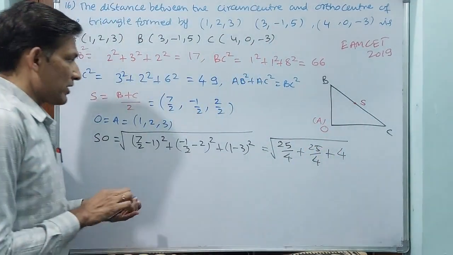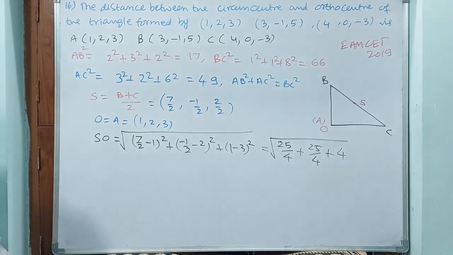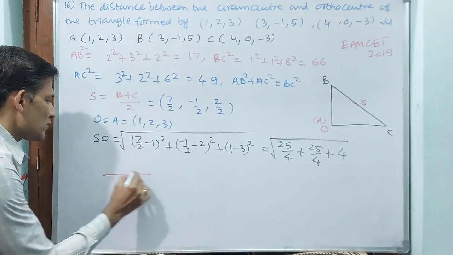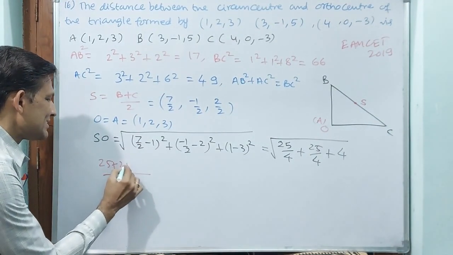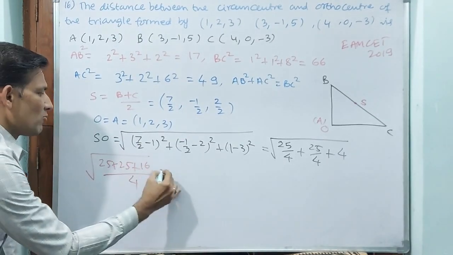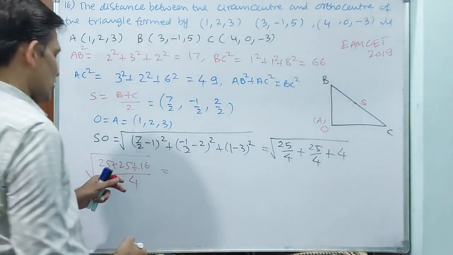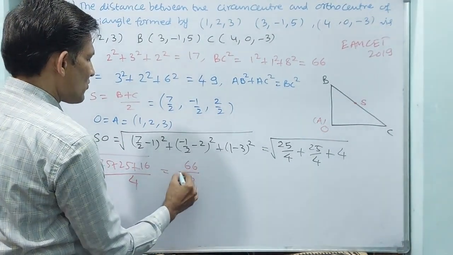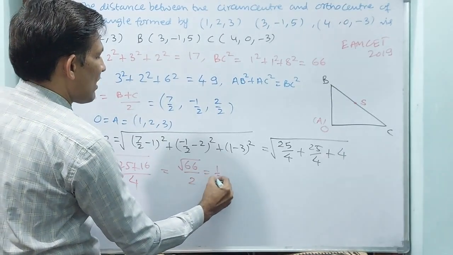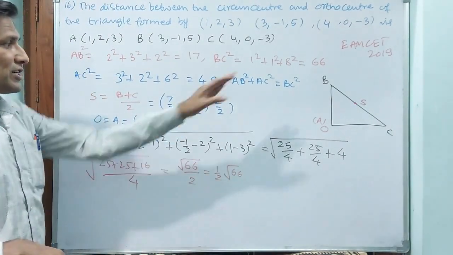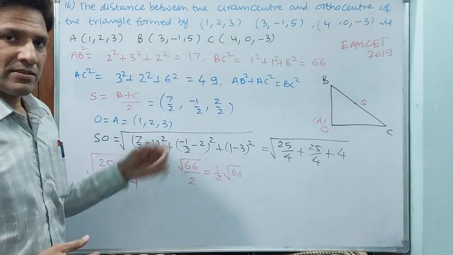Under root. Okay, see, you take 4 as LCM, then 25 plus 25, 50, plus 4 times 4, 16, under root, that is equal to, see, 50 plus 16, 66, by 4. Square root of 66 by 4 is root 66 by 2, that means 1 by 2 root 66. This is the distance between orthocenter and circumcenter.